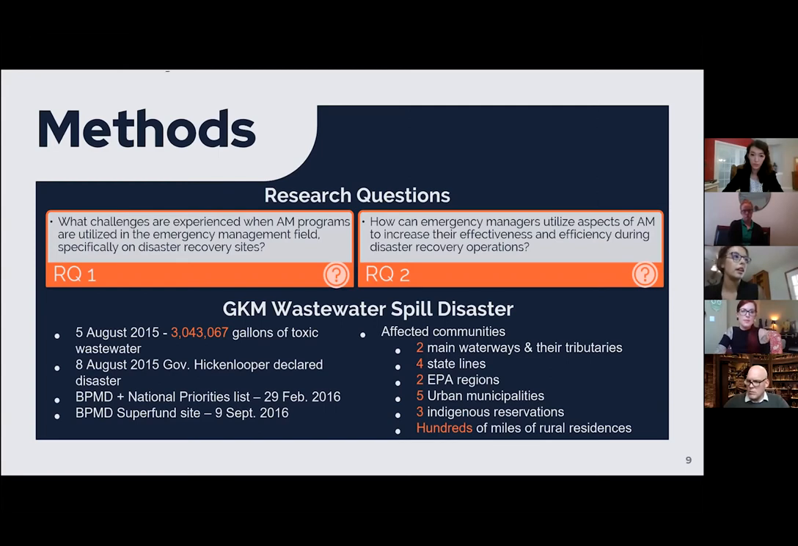Since the event, recovery efforts have ensued. The Bonita Peak Mining District Superfund site was established the following year and was then placed on the national priorities list, therefore making the Bonita Peak Mining District Superfund site a long-term recovery operation of the Gold King Mine wastewater spill disaster.